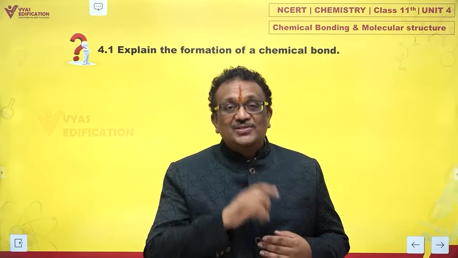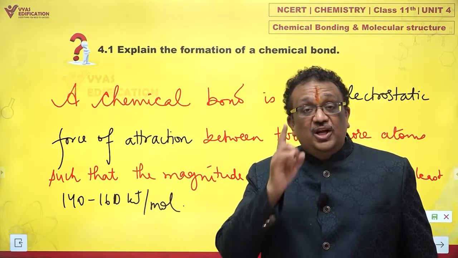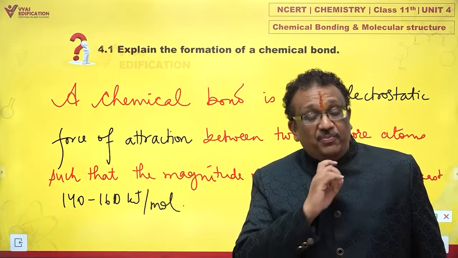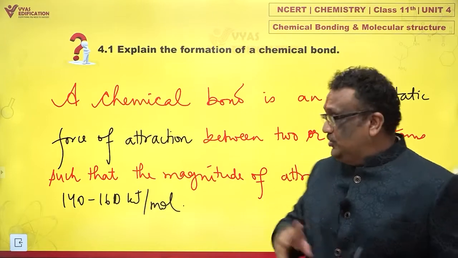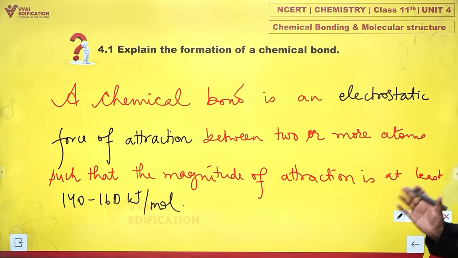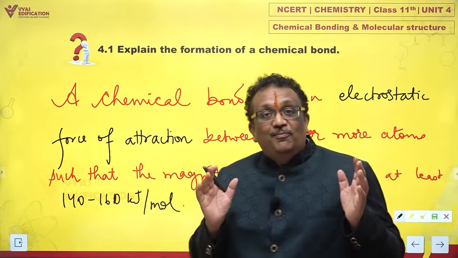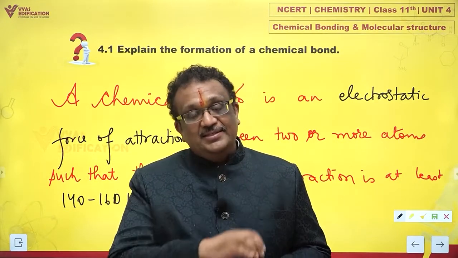Right? So this brings us to the precise definition of a chemical bond. Let me repeat it once again, and you must repeat it with me because usually a very dilute and approximate definition is used, and this is the accurate one. A chemical bond is an electrostatic force of attraction between two or more atoms such that the magnitude of attraction is at least 140 to 160 kilojoules per mole. This is what a chemical bond is.